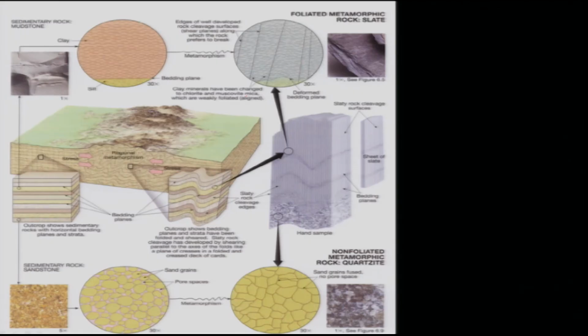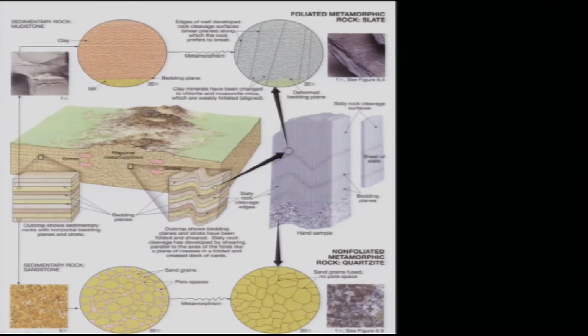Suppose this is the outcrop of the sedimentary succession. When it is subjected to regional metamorphism on a large scale because of the ongoing deformation, the material will get folded and lined. These are the bedding planes here, but you have this preferred orientation, what we call the cleavage edges. This will be seen when you look at the sample in hand specimen.